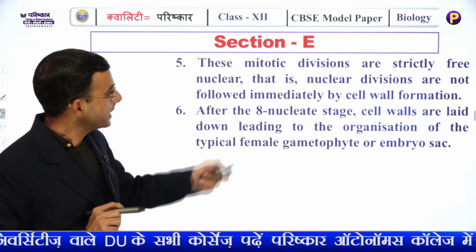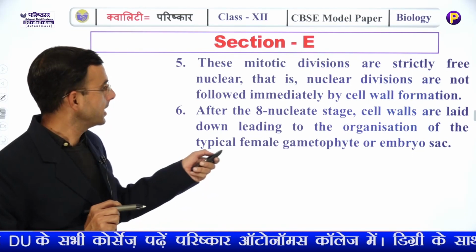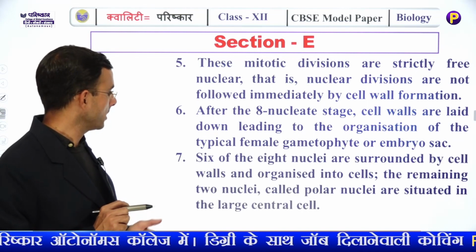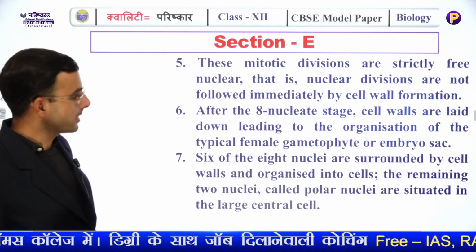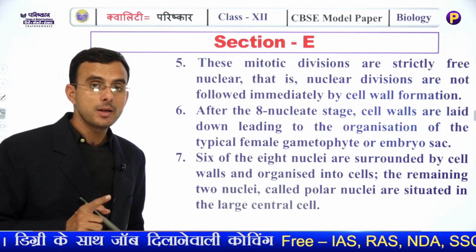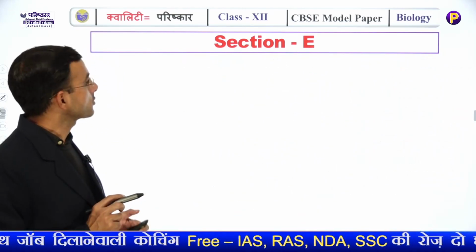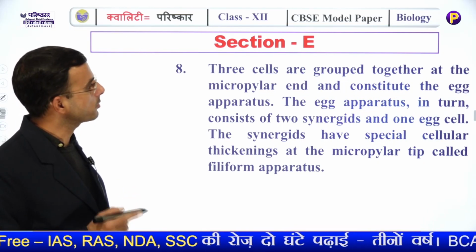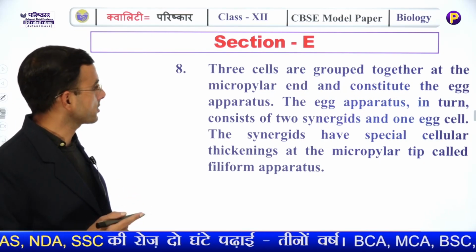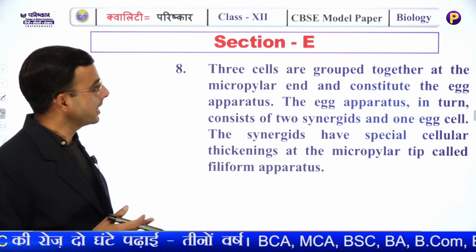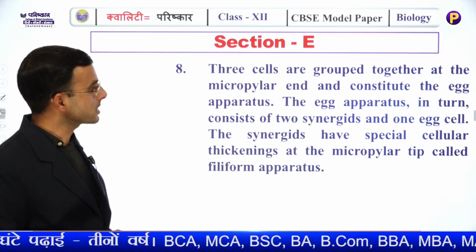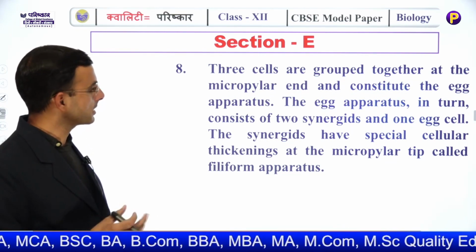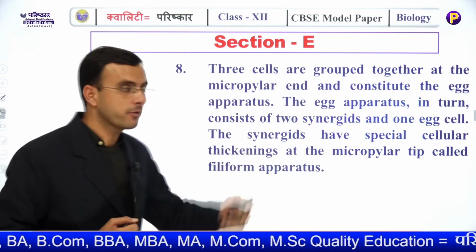Ultimately, after the 8-nucleate stage, cell walls are laid down, leading to the organization of the typical female embryo sac. In that typical embryo sac there are 8 nuclei and 7 cells. So what is that ultimate organization? These 3 cells are grouped together at the micropylar end and constitute the egg apparatus. The egg apparatus in turn consists of 2 synergids and 1 egg cell. The synergids have special cellular thickenings that may form the filiform apparatus.